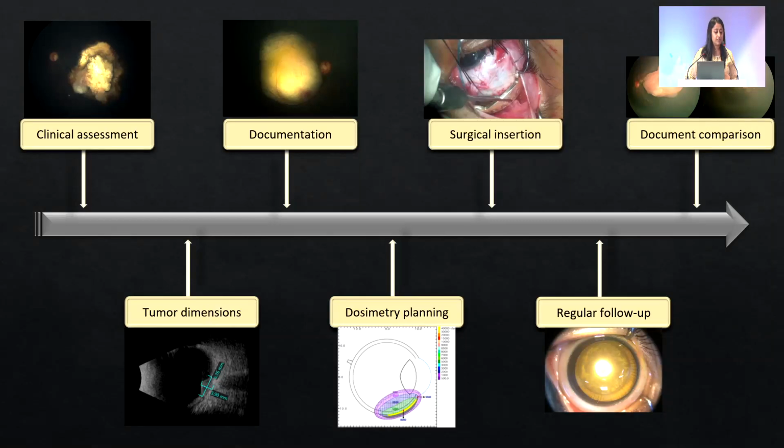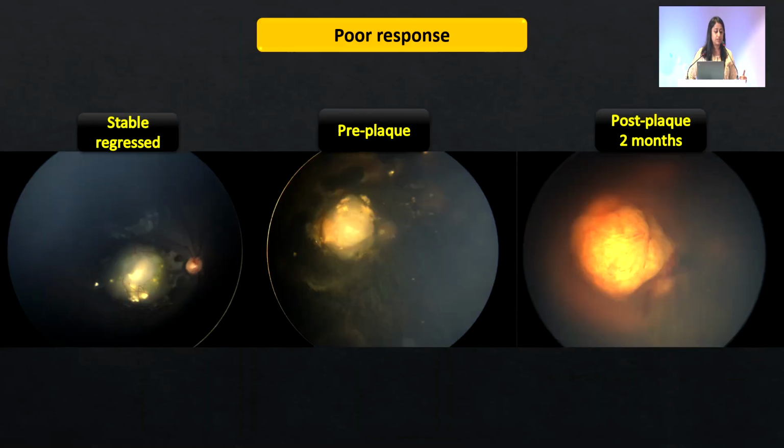So keeping all of this in mind, it's an entire planning which is required and must be done meticulously. So poor response is also seen in our cases. This is a case which was stable, regressed earlier. Pre-plaque, like you can see, there is activity right there. The tumor is completely fulminant, and there were seeds all around, and it did not work. So post-plaque 2 months, the tumor was still refractory.